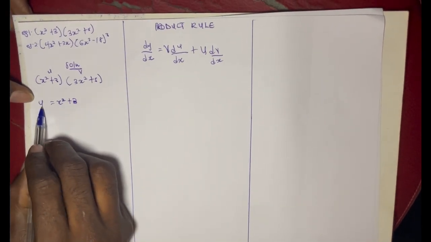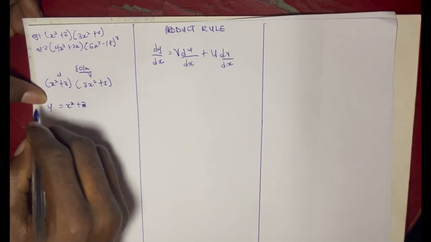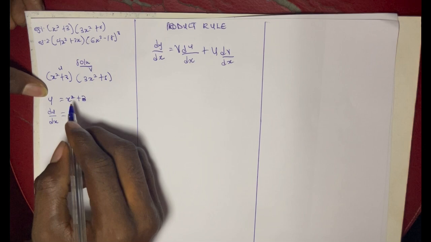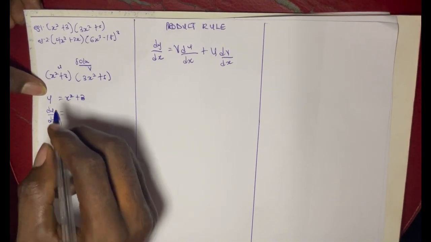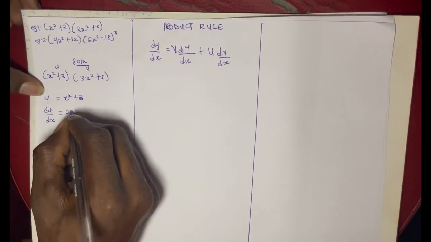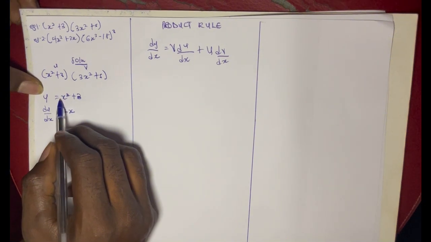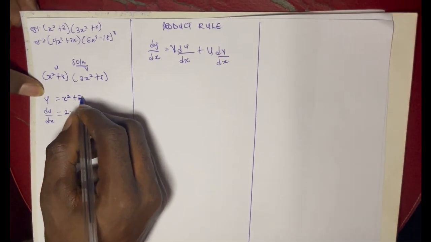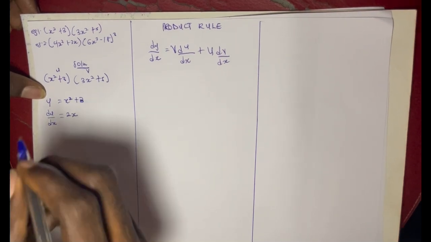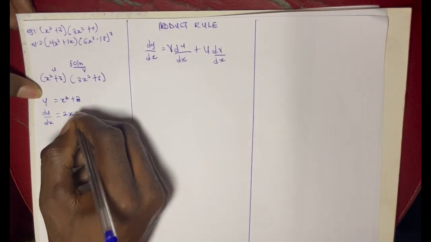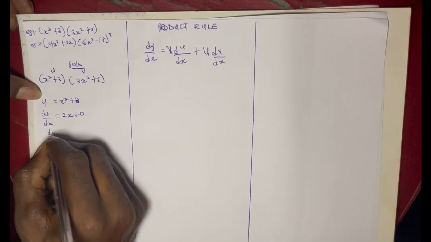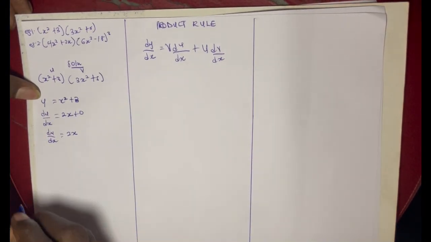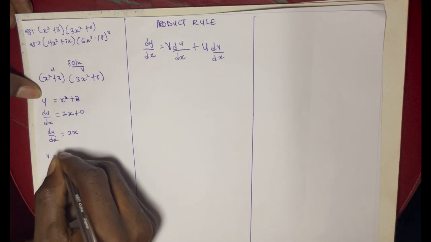So you are going to differentiate u with respect to x. That's going to be du/dx. When you differentiate x squared, you get 2x, because the 2 multiplies the x. When you differentiate a number with no variable, it is 0. So you get 2x plus 0. So du/dx is 2x.